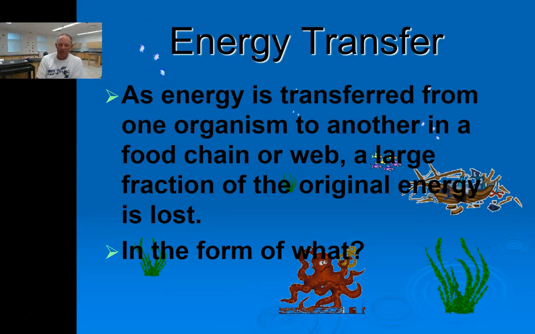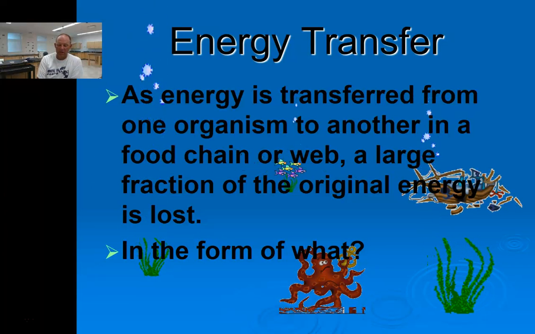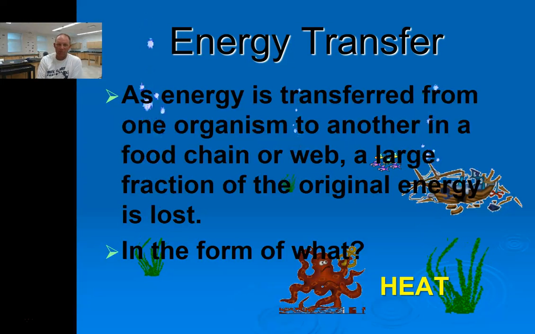So as energy is transferred from one organism to another in a food chain or a web or anything, a large fraction of that original energy is lost. We lose that energy in the form of heat. And you don't have to write this down that I can remember anywhere on here. That's part of the reason I'm trying to follow the lab notebook and make sure.